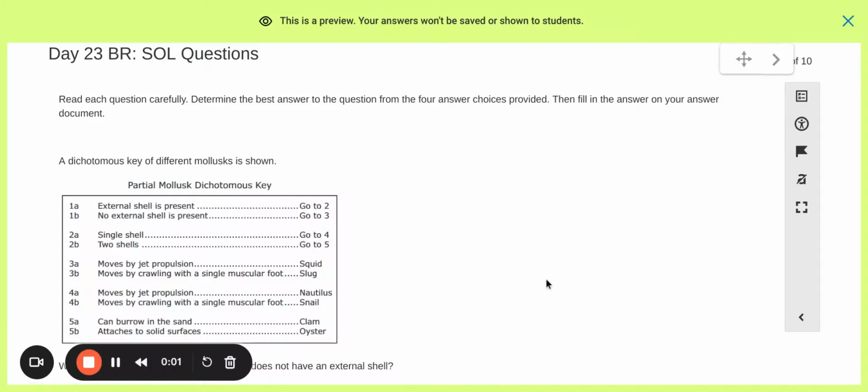Question 1. Read each question carefully. Determine the best answer to the question from the 4 answer choices provided. Then fill in the answer on your answer document.